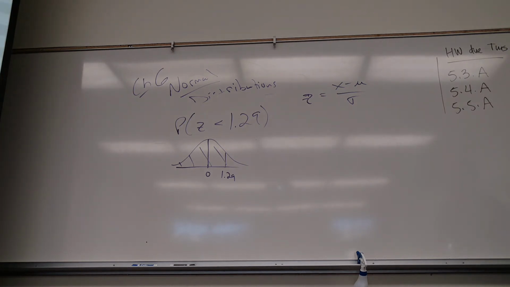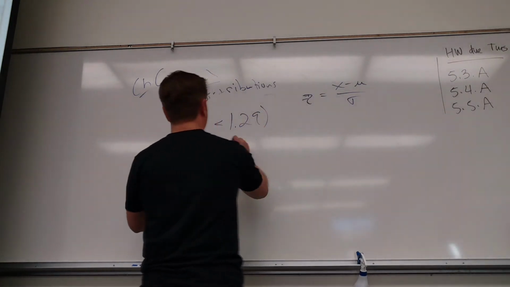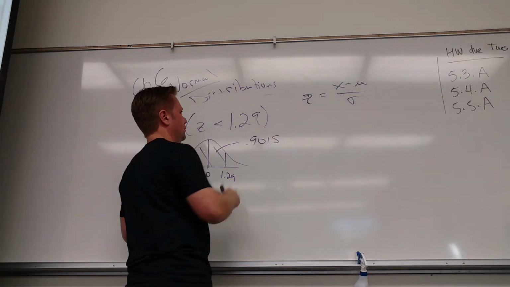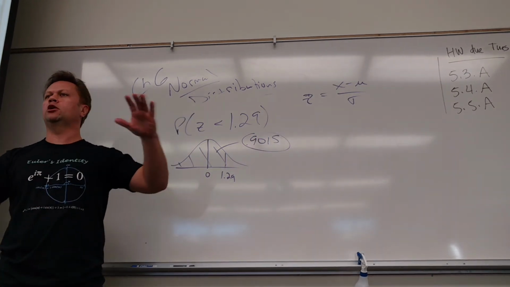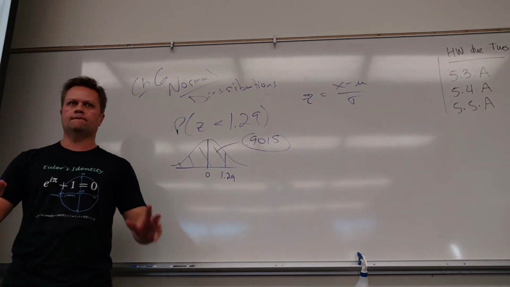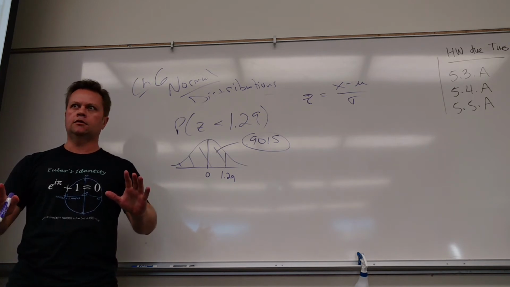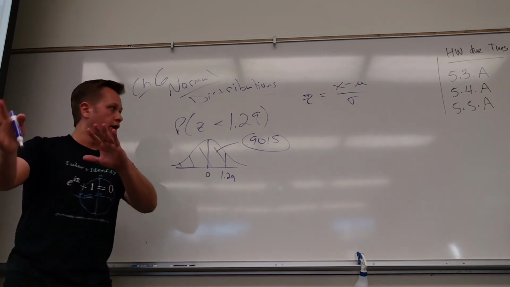0.9015. What happened? You're on one, your finger is covering it. 1.2. Yeah, there it is. Thank you. 0.9015, yes. So there's a 90% chance that the z-score would be below 1.29. Cool. All right, try this one.